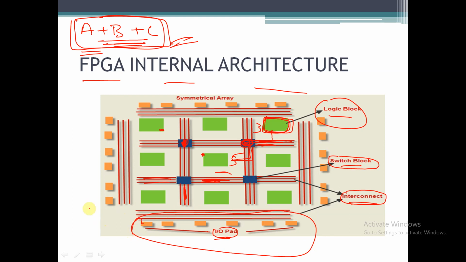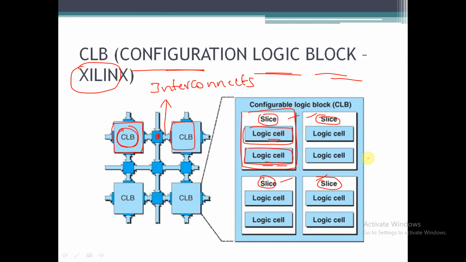Like you can connect a UART interface or USB interface to the FPGA with the help of these IO pads. So this is the main internal FPGA architecture. These are all the internal FPGA architectures: logic blocks, switch blocks, and interconnects. So yeah, and these are CLBs.